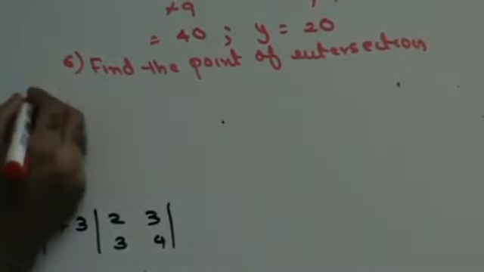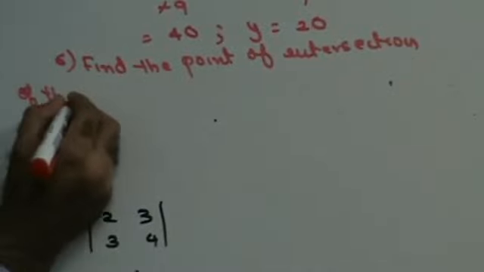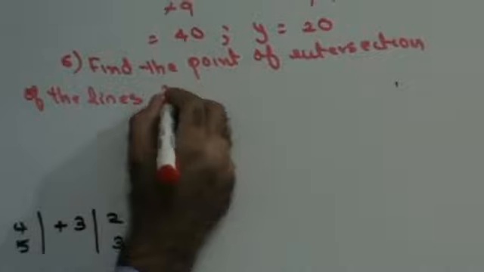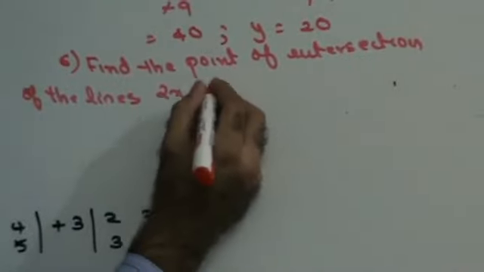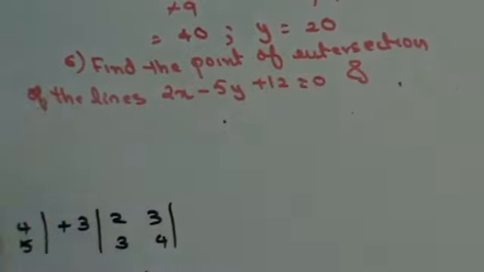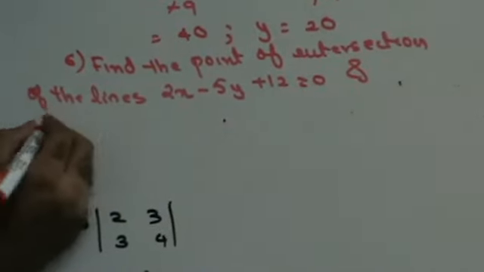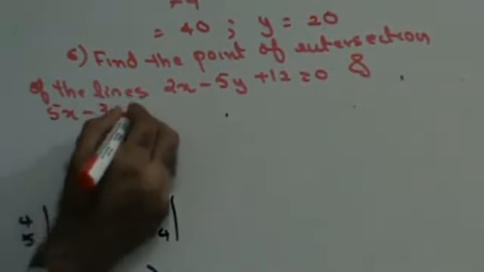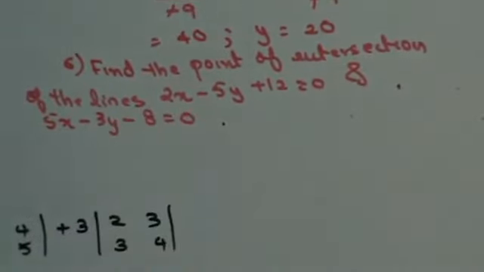Find the point of intersection of the lines 2x minus 5y plus 12 is 0 and 5x minus 3y minus 8 is 0, right?